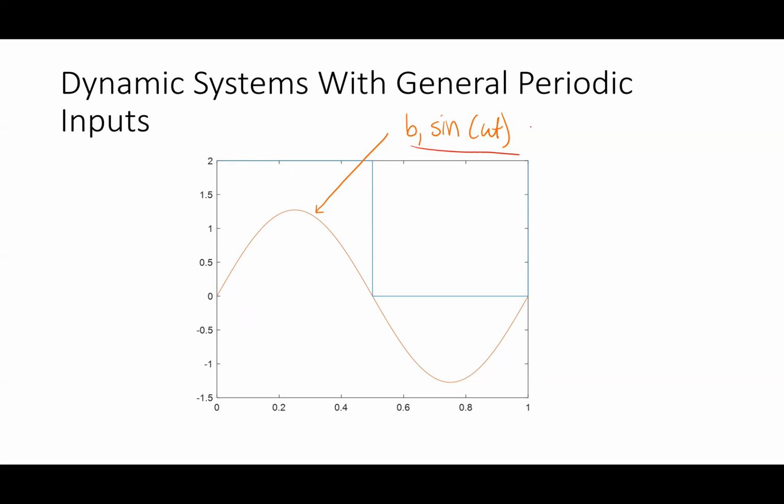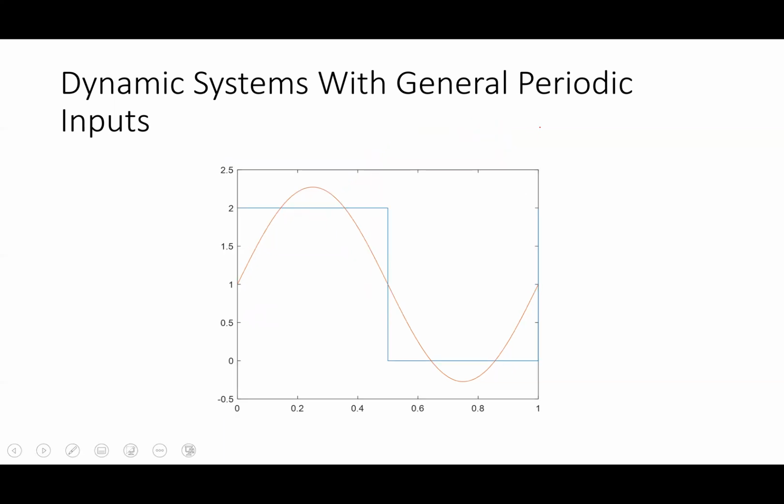I'd have to add 1 to it, right? So here I call this guy B1 sine omega t plus 1. All right, so you can see they kind of fit in together with each other. But obviously that sine wave and square wave, they're not the same, right? And I don't know what the heck B1 is.